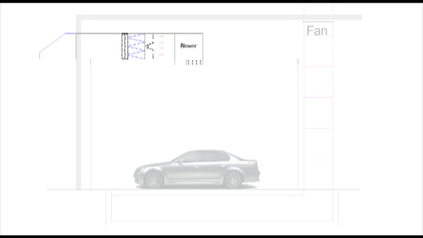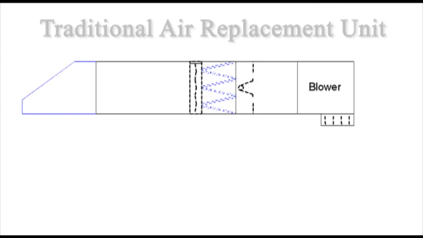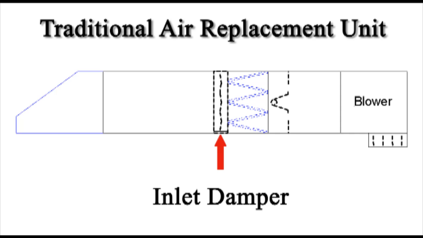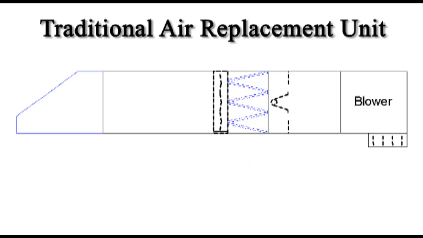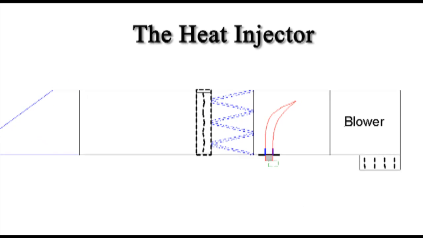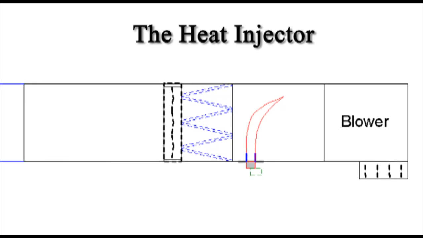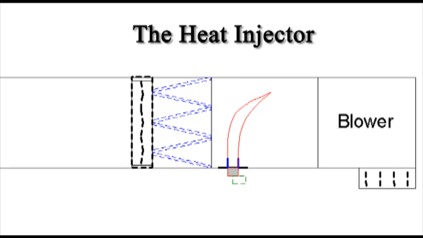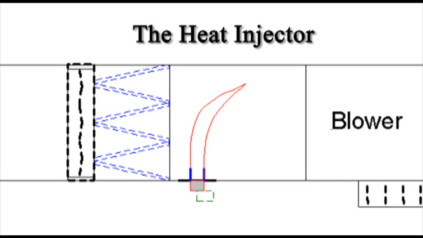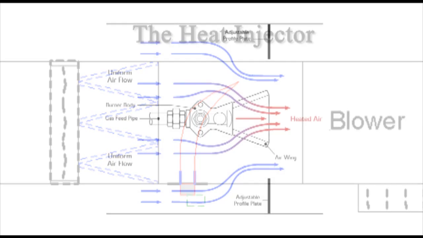The traditional air replacement unit consists of these elements: the air inlet, the inlet damper, a filter section, the burner, the fresh air blower, and if it's set up with cure capabilities, there will be a discharge damper. When comparing the heat injector to the traditional air replacement unit, all these elements are similar in function, but there's a major difference in the burner sections.